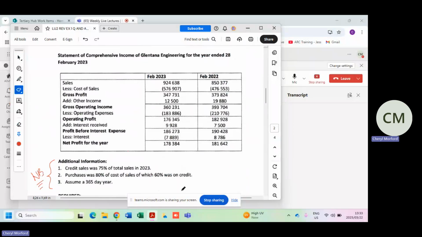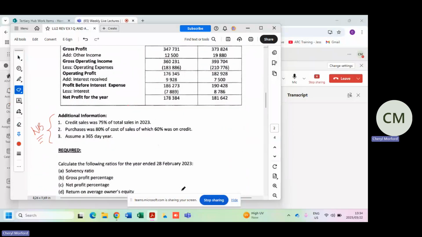I think you can always expect to have some additional information in a question. Right. Then we need to calculate ratios for the year ended 28 Feb 2023. Ratios are able to analyze the financial statements and give financial management information on which to base decisions. It can also help the public who are wanting to invest in companies. So there are many things that you want to know about a business.